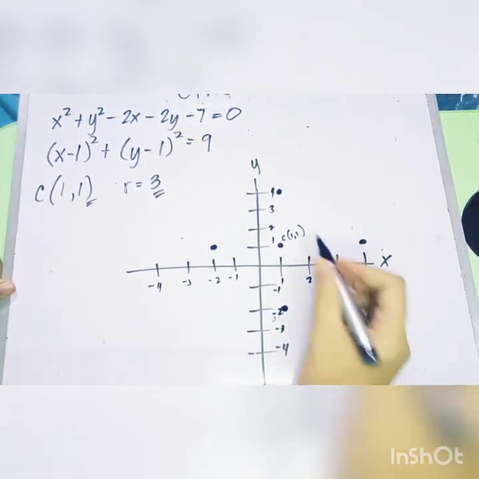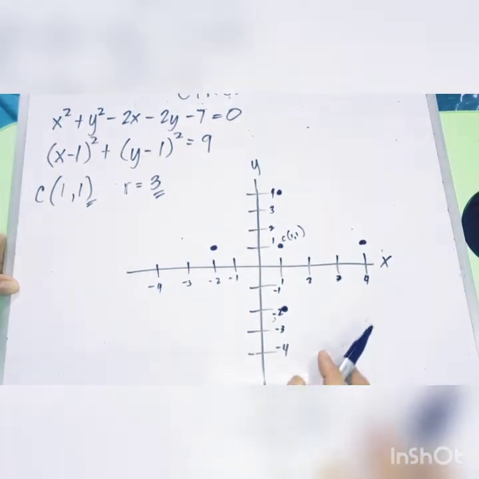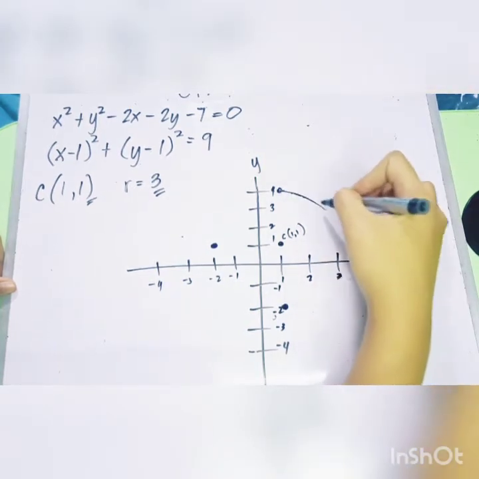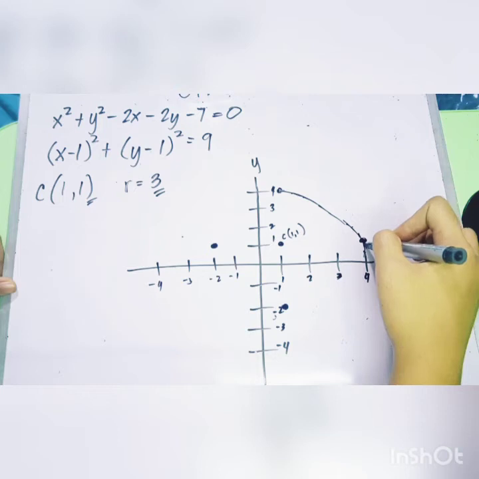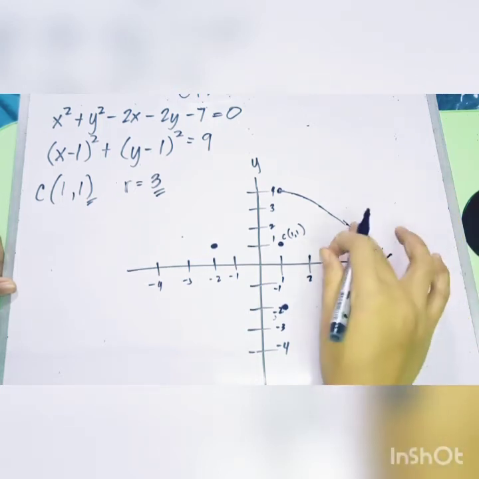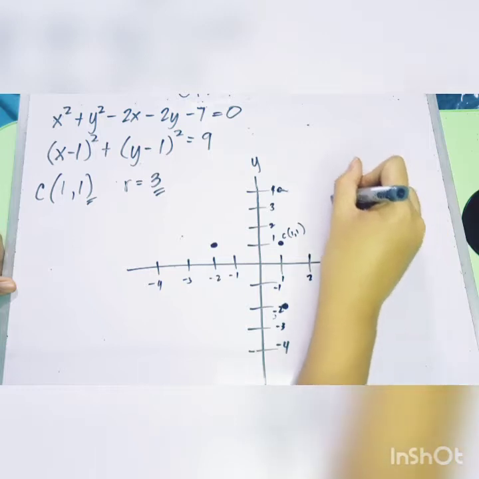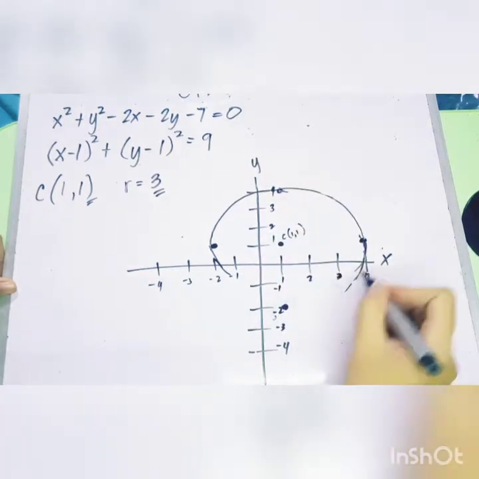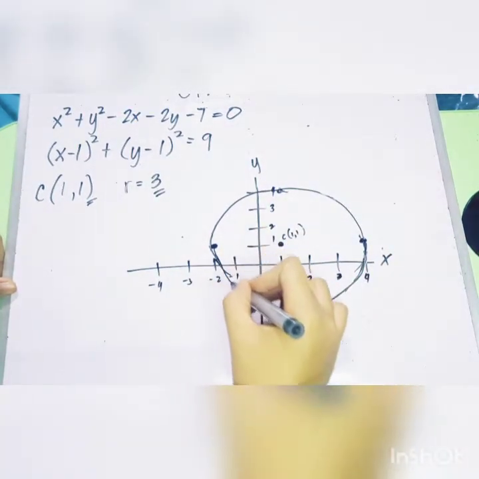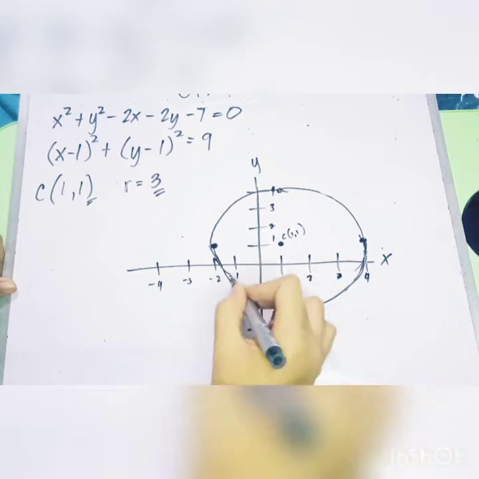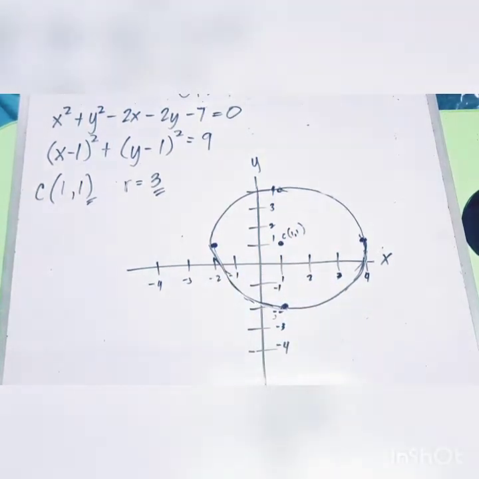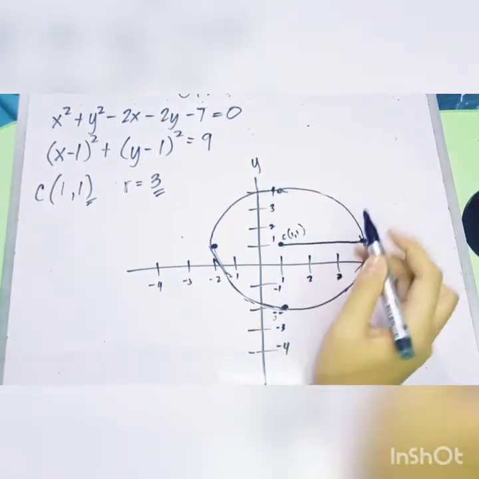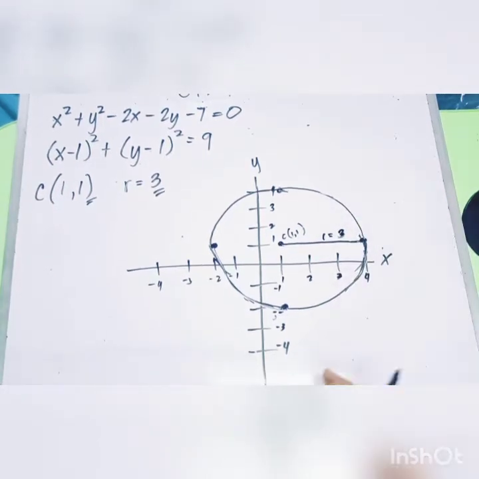Here. Okay, after po nyan, after nyo malocate po yung points, now we can connect. We're going to connect in order for us to form a circle. Magiging ellipse siya. Ayan po siya, circle po. After you plot the points, you can now connect the points and then form a circle. So again, this is the center, and from here to this point is the radius, which is radius equals 3.